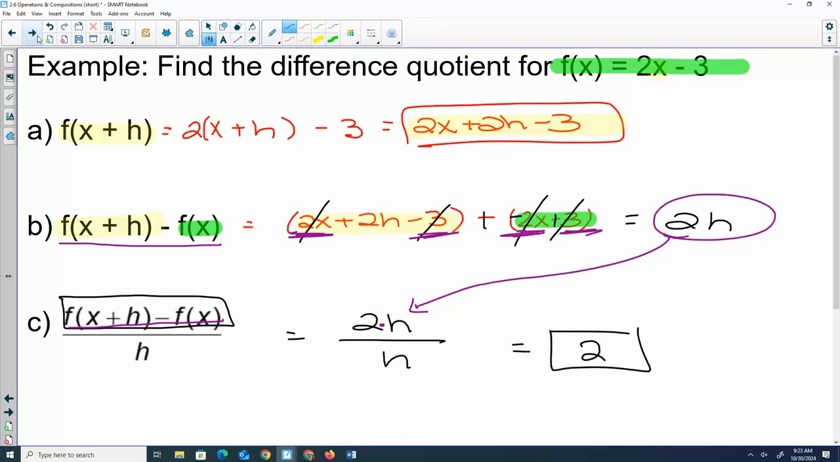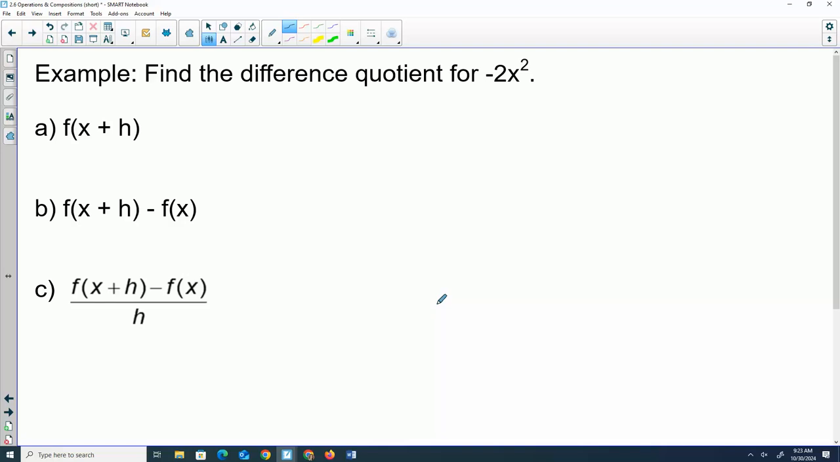Let's try another one. All right, another difference quotient. My function is negative 2x squared. All right, so when I say f of x plus h, that says go to your equation. Here's my function, and replace the x with x plus h. I probably should have said f of x equals this.